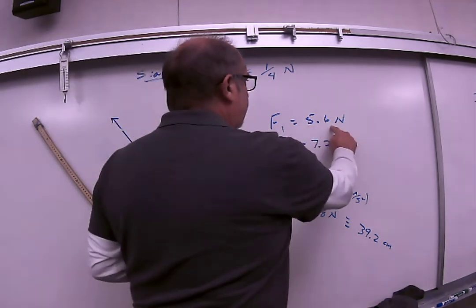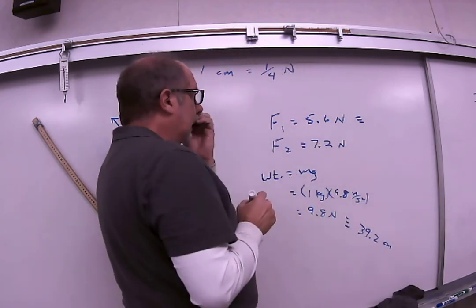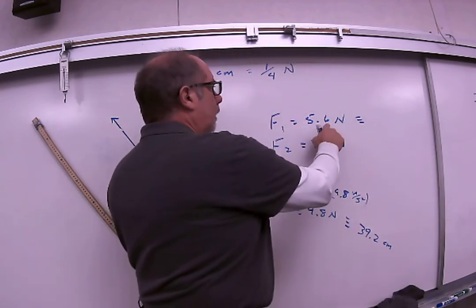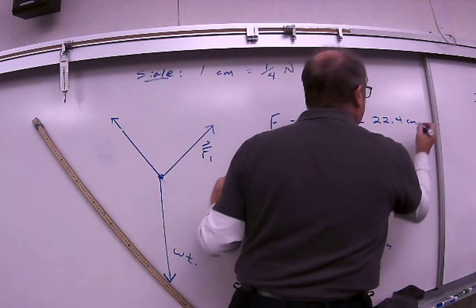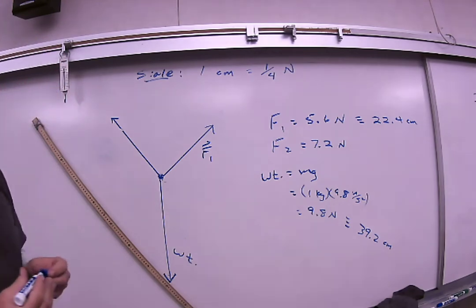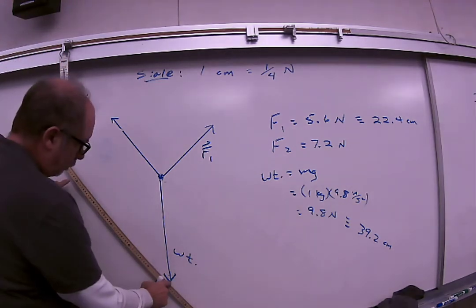Well, 5.6 newtons times 4. Let's see, what is that? 4 times 5 is 20, and 4 times 0.6 is 2.4, so 22.4 centimeters. That's going to be equivalent to a 22.4 centimeter line. So I'm going to draw 22.4 centimeters.